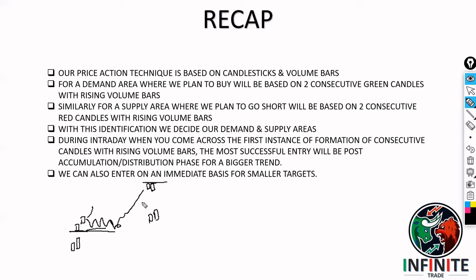Okay, so like I said, the most successful entry will be post accumulation or distribution for a bigger trend. We can also enter on an immediate basis for smaller targets. So when I said immediate basis, that was this: you see two consecutive candles, it means that there is some buying pressure here, and you can maybe trade for a small up move here and then book your profits. So that is also possible. So I hope the recap is clear. Now let's move further.